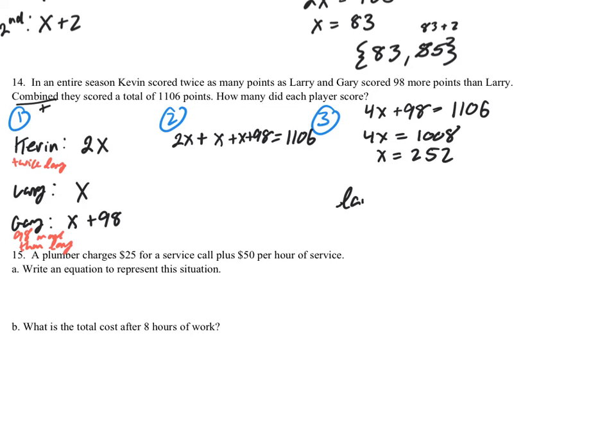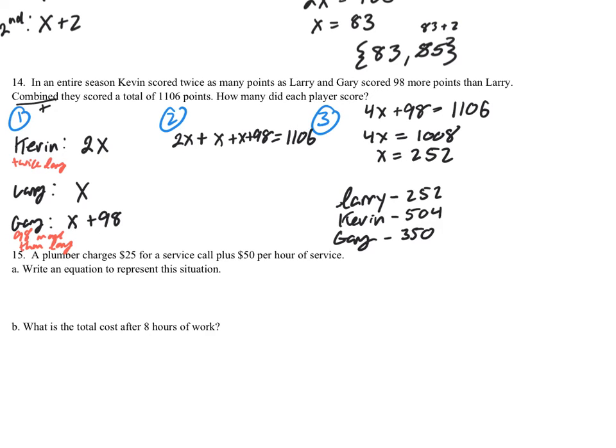So we know Larry was x, so Larry scored 252 points. Kevin was Larry times 2, right? So that's 2 times 252, which is 504 points. And Gary scored 98 more than Larry. So we're going to take 252 and add 98 to it to get 350.